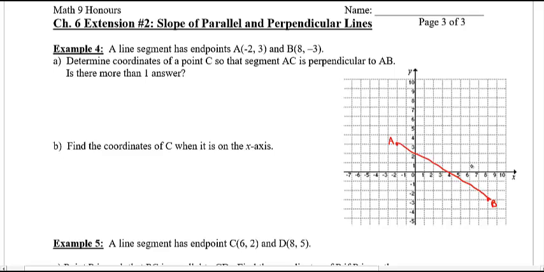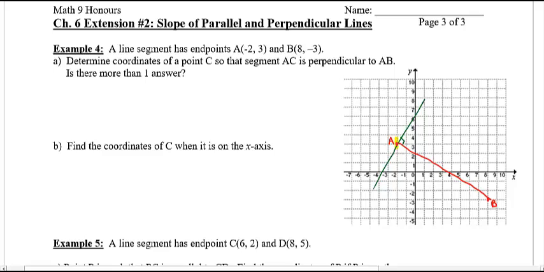It says determine the coordinates of point C so that the segment AC is perpendicular to AB. So I'm going to take A, and I'm going to make my right angle there. And the question is, what could point C be so that I have a perpendicular? Now, is there more than one answer for part C?